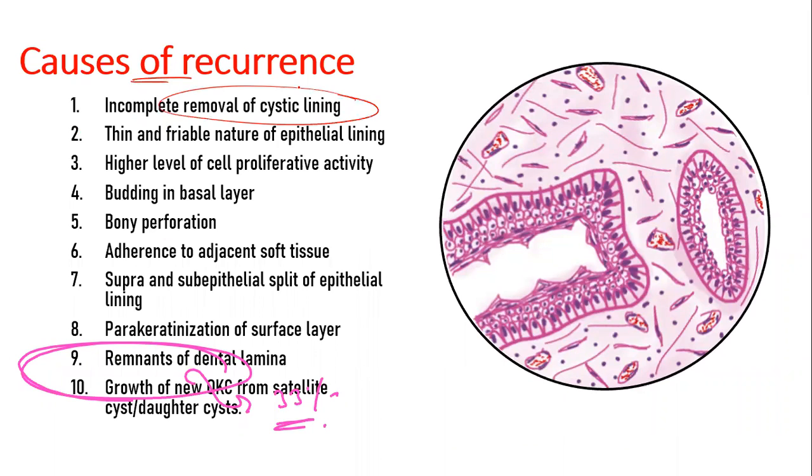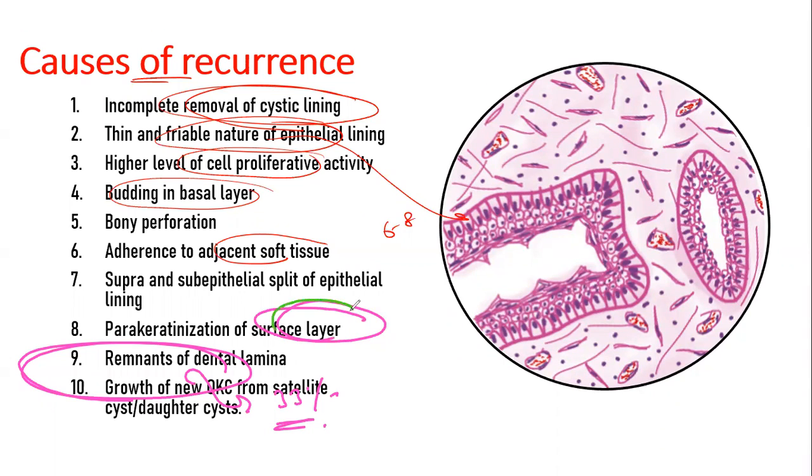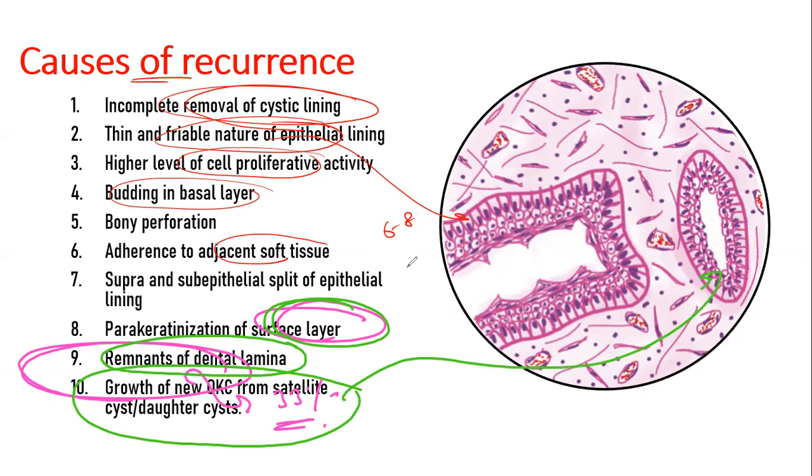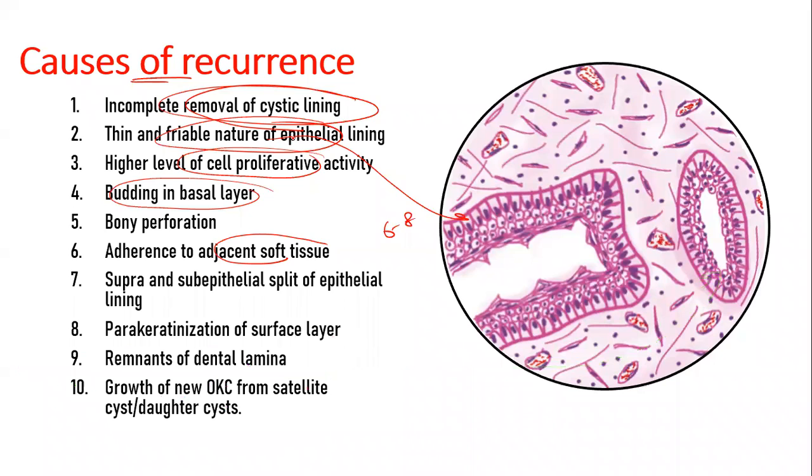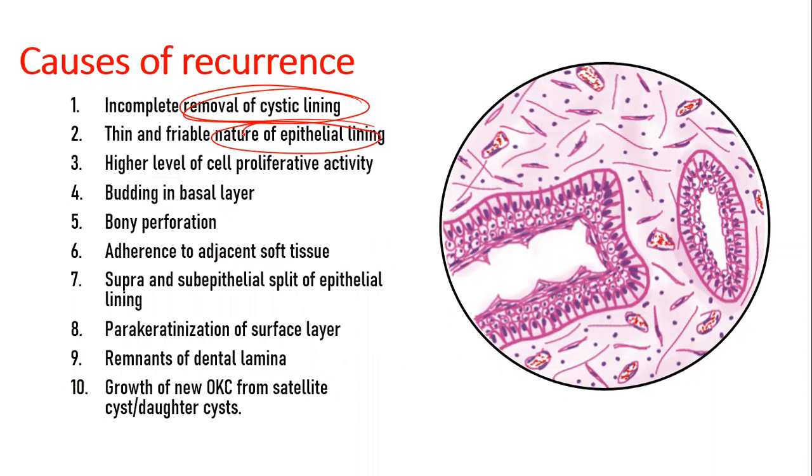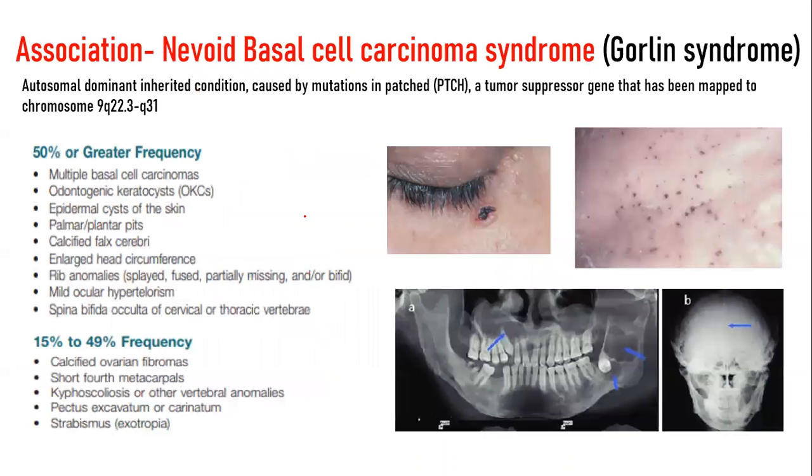What are the causes of recurrence? Incomplete removal of the cystic lining during surgery, thin and friable nature of the epithelium lining, which is only 6 to 8 layers thin and uniform, high level of cell proliferative activity, budding in the basal layer, bony perforation, adherence to soft tissues. A very important point here is parakeratinization. The parakeratinized variant is more recurrent. There might be remnants of dental lamina, and the growth may be from the satellite cysts which are present in the connective tissue capsule. So just remember 4 important things: incomplete removal of the cystic lining, thin friable epithelium lining, remnants of dental lamina, parakeratinization of the surface layer, and satellite cysts. We have already seen its association with the Gorlin syndrome in the previous video.